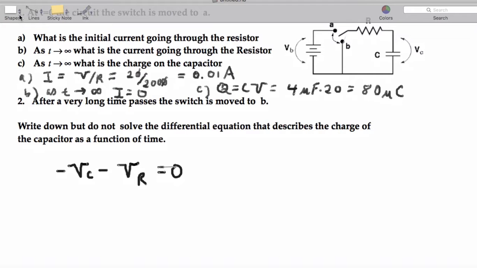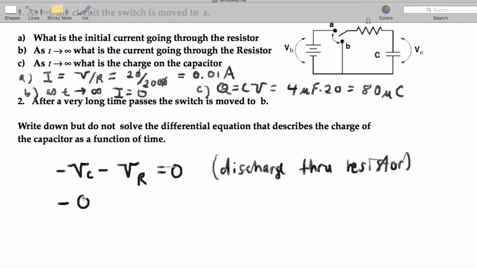So to be clear on what the physics of this is, we're basically going to have something that just discharges. In real life, if you think of a light bulb as being a resistor, if you were to hook it up to a capacitor, you'd see it glow really brightly and then start to dim as time went by. So that's going to be negative Q over C minus IR equals 0.